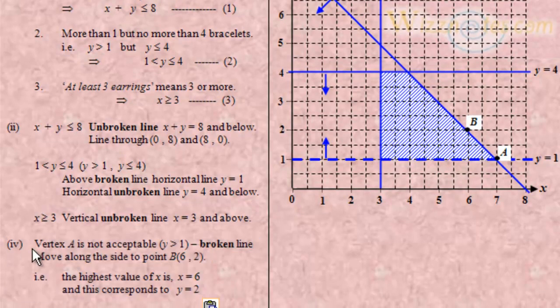So let's put that information in to cover what we have just said, and let's put it here. What we are saying is that vertex A is not acceptable because y has to be greater than 1, and also that point A is on a broken line. We cannot use points on a broken line, so we move along the side to point B. B is (6, 2), and therefore the highest value of x is 6. x equals 6, and the corresponding y value right here is 2, and that's the answer for part 4.